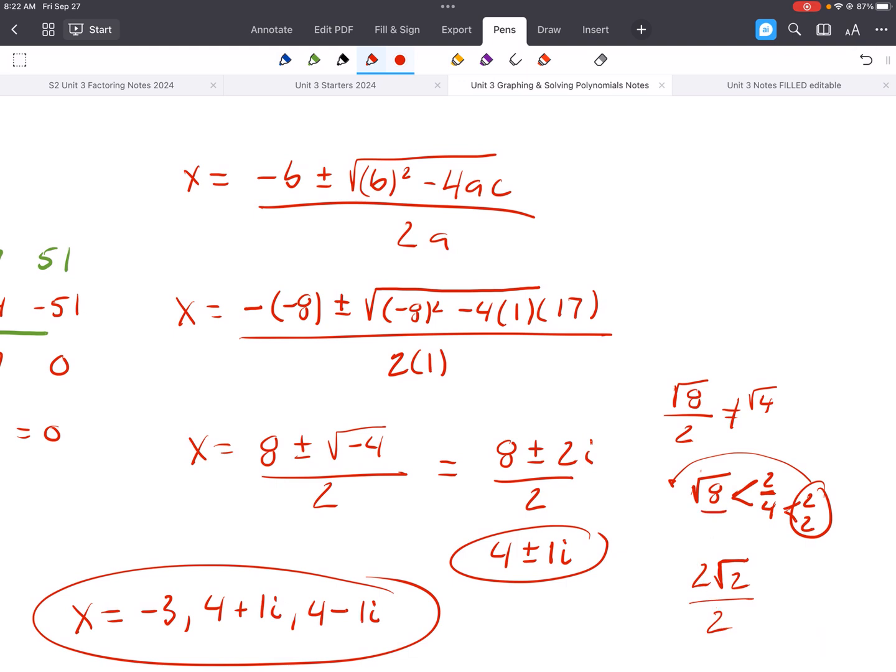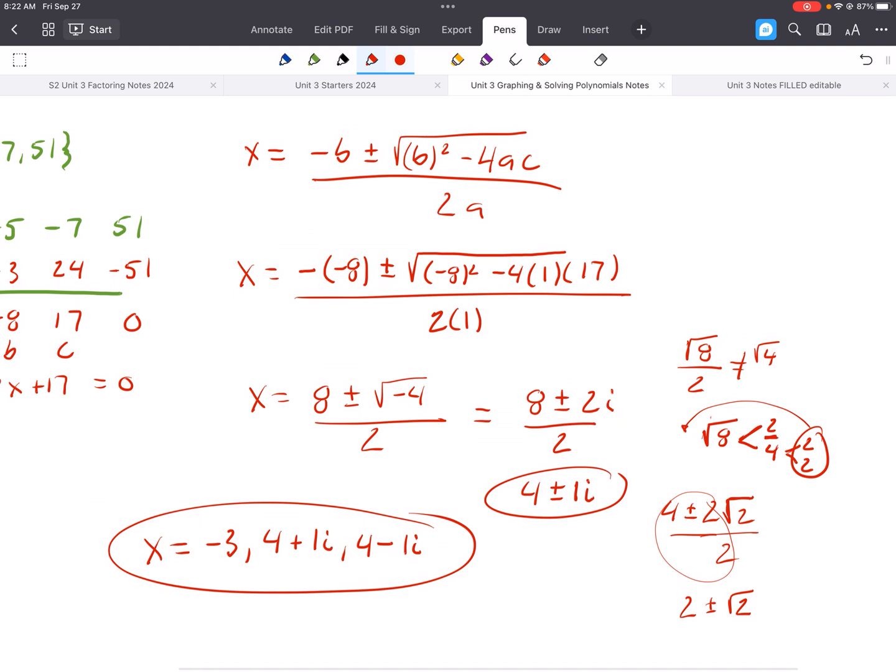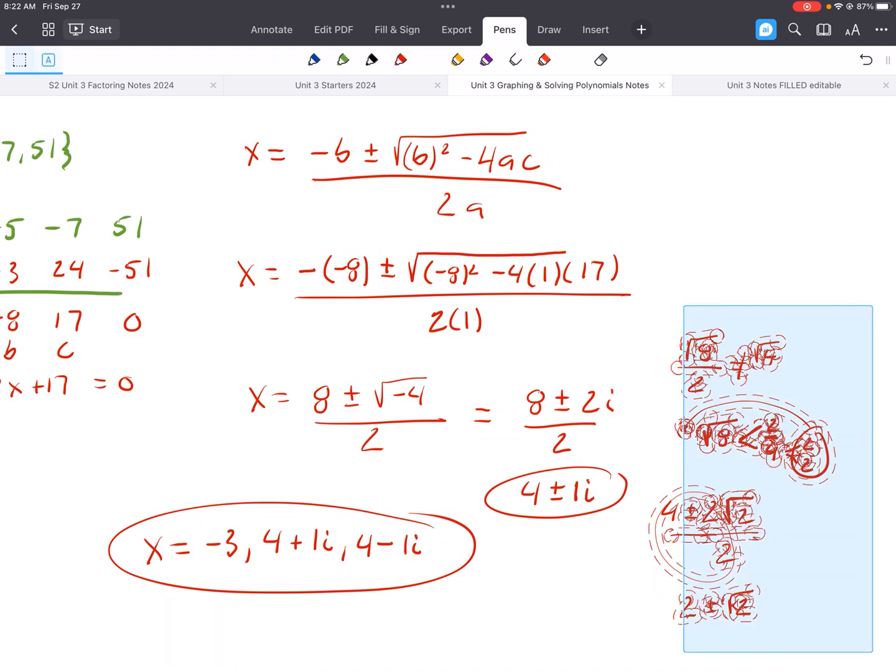Okay, I guess it would probably be more like, I don't know, something like this instead. And then you could simplify the 3 numbers. So we get 2 plus or minus the square root of 2. Okay, anyways, so that's just kind of a side note. Let me know if you have any questions.